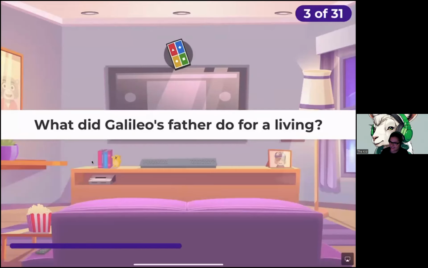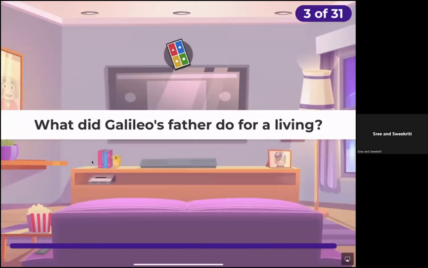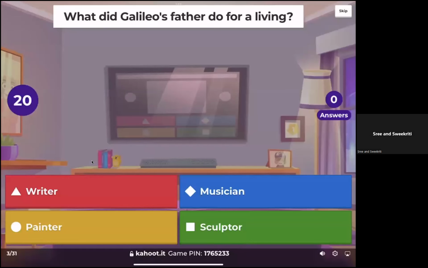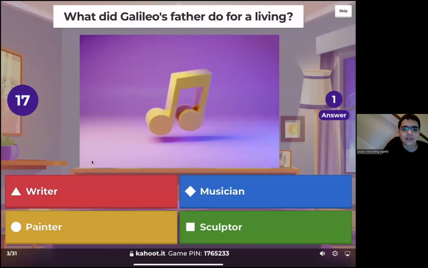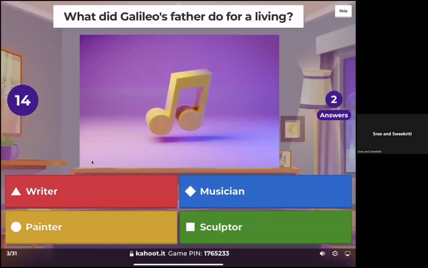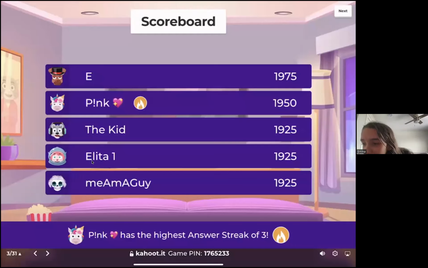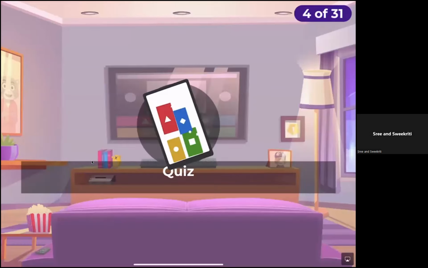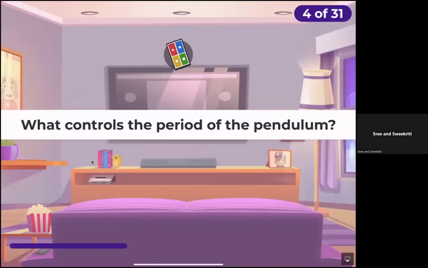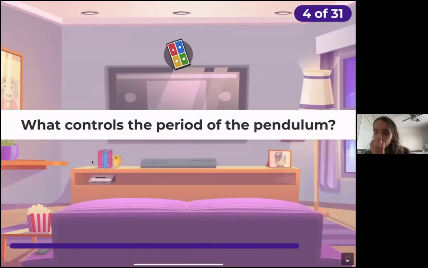What did Galileo's father do for a living? Writer, musician, painter, and sculptor. I think he was a writer. A musician. I have no idea. I'm getting off the podium for that. Oh, I was right!